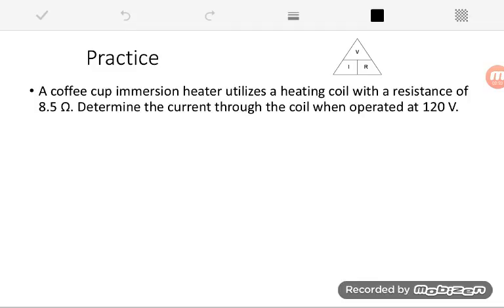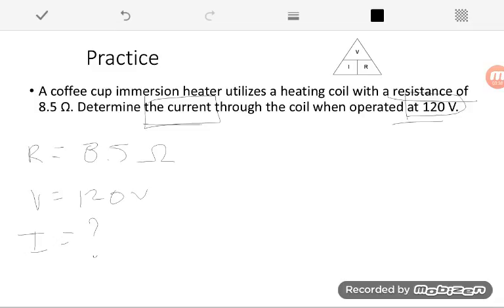A coffee cup immersion heater utilizes a heating coil with a resistance of 8.5 ohms. Determine the current through the coil when operated at 120 volts. So first of all, let's just establish what we have. We have a resistance of 8.5 ohms. It's operating at 120 V, so we should recognize that V is a measure of voltage. And it's asking for the current. So the current is the piece that we don't know, and that's going to end up in units of amps.